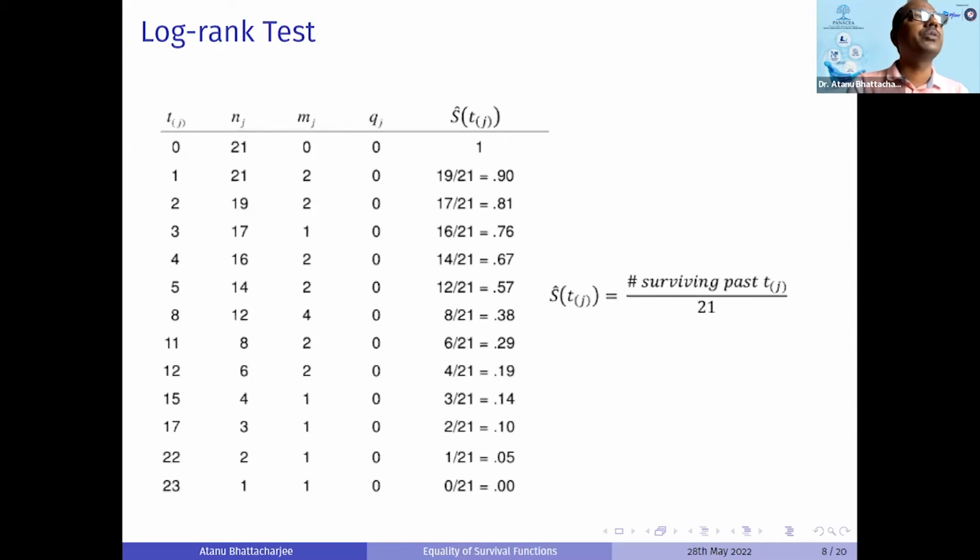So if you started with a cohort of 21, let's say, all of them at baseline or day 0, all the measurements would be there. That's why we are starting with a cohort size N of 21. Now see, slowly these values keep on dropping: 21, 21, 19, 17, 16, 14, 12, 8, 6, 4, like that, it keeps on dropping.